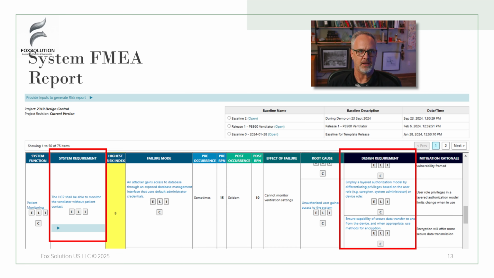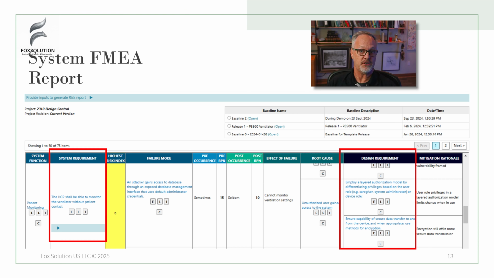Okay, so again, the input to the systems FMEA is the functional chain and the system requirements. Then we go through failure mode effect analysis where we have pre and post occurrence levels, and we have root causes, and now we end up with the design requirements that are necessary to assure that that system requirement is met. So we're just processing through the system's FMEA to say, are these functional chains complete?